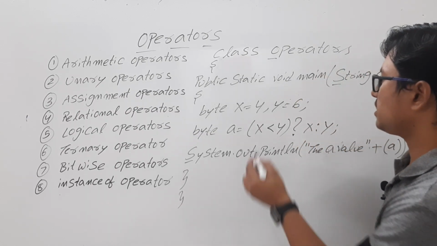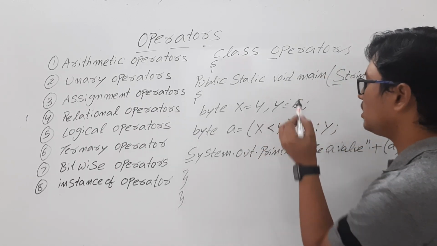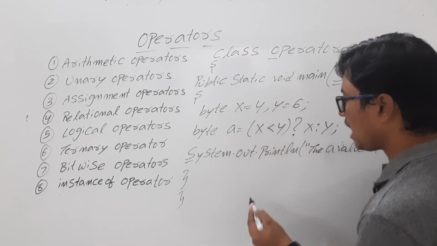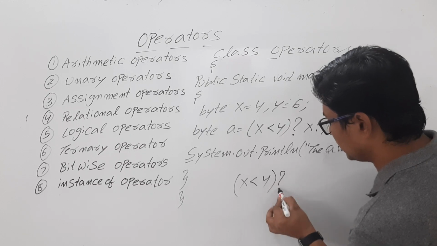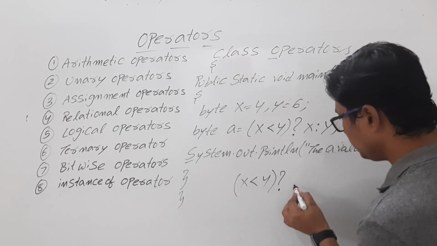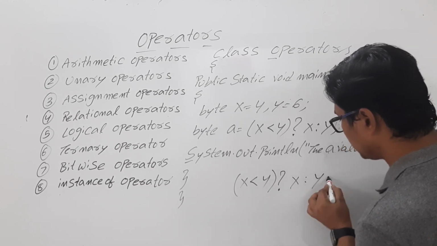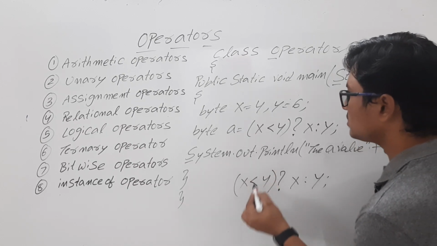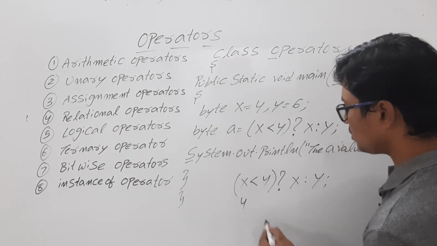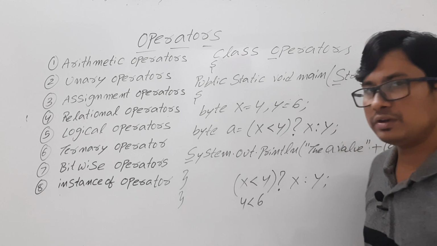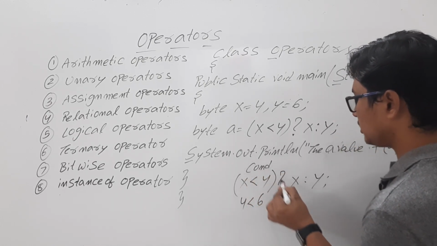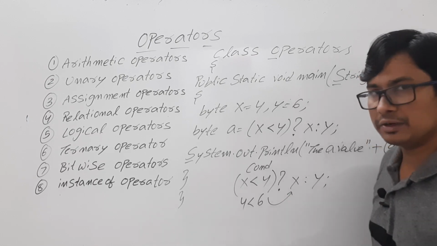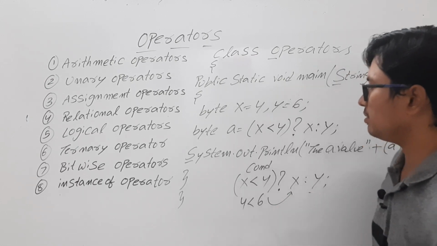Look at here. What is the x value? X value is 4, y value is 6. Now you have a condition x less than y. This is the condition, and then you have a statement x and statement y. What is the x value? 4. What is the y value? 6. So is 4 less than 6? Yes, this condition is true. If this condition is true, this statement will be evaluated. If this condition is false, this one will be evaluated.